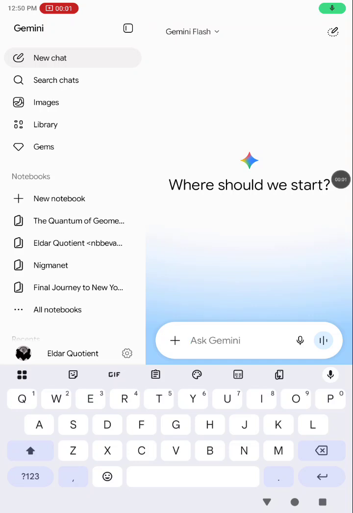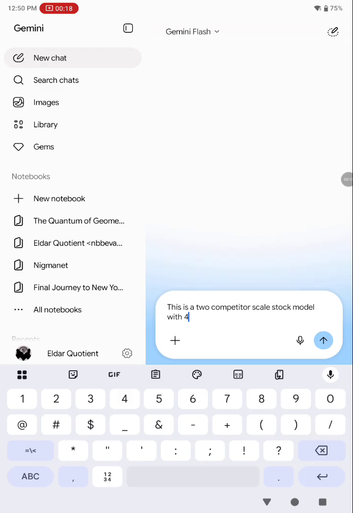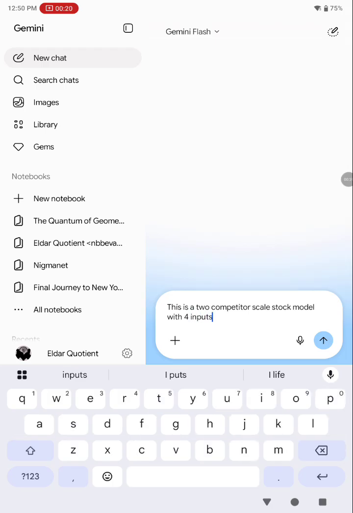Getting stuff out. This is a two-competitor, scale stock model with four inputs for supply and demand each.